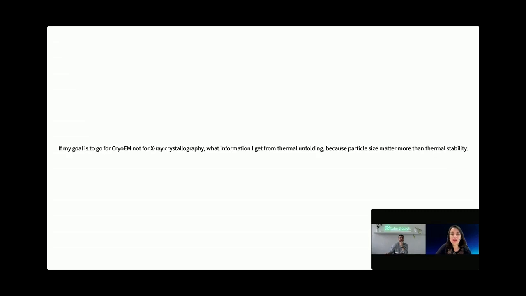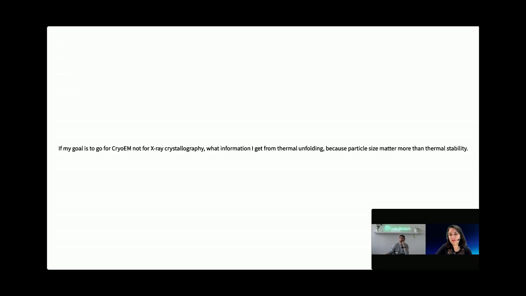So they are asking, if their goal is to go for cryo-EM and not X-ray, what information do they get from the thermal unfolding, because the particle size matters more than thermal stability? Yeah, of course, you're right. If your only goal is to get the structure, maybe the DTM doesn't count.